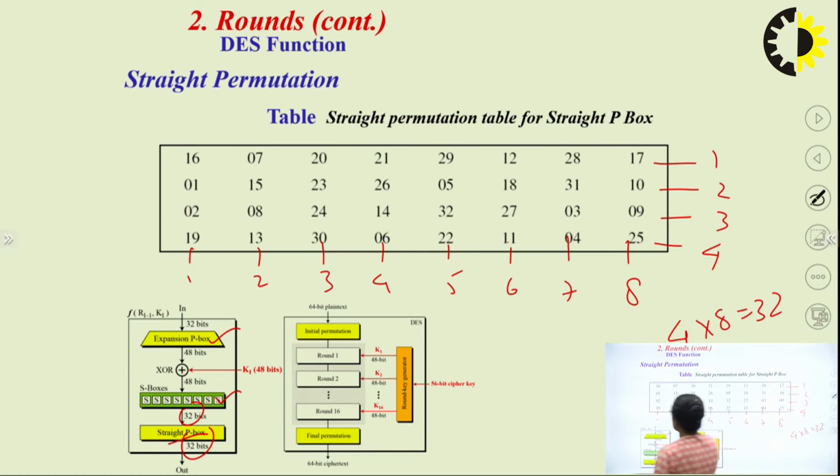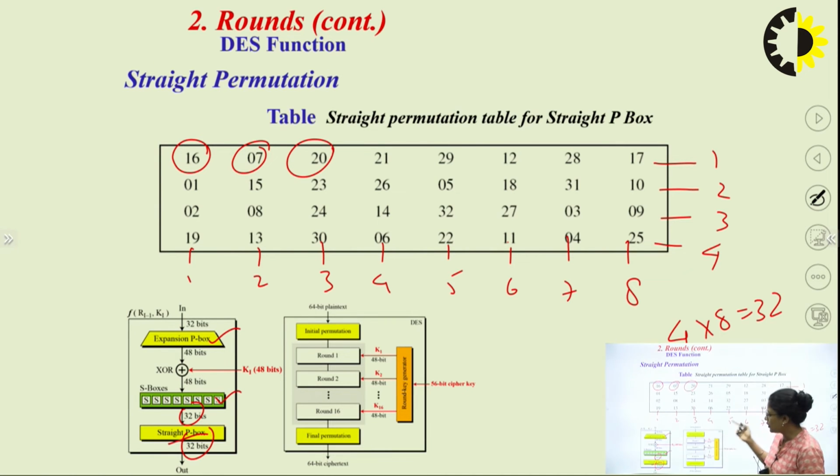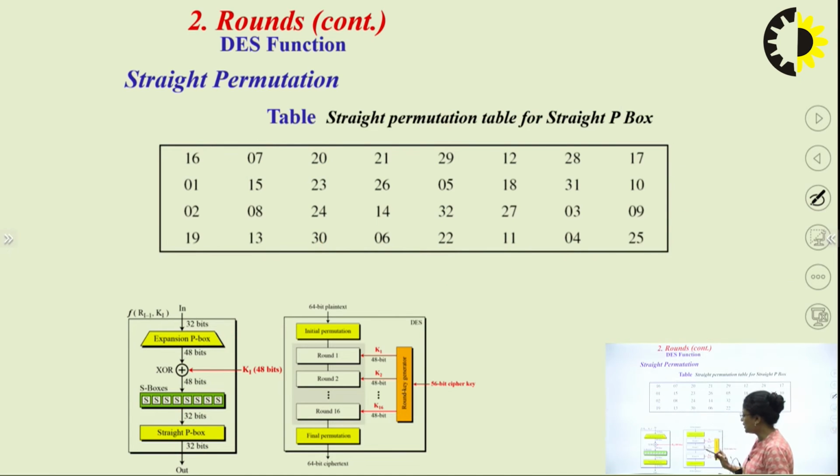How do you permute? In the first position you bring the 16th bit. In the second position, you bring the 7th bit. In the third position, you bring the 20th bit, and so on. This is how you do permutation as you go from top to bottom during encryption. If you're decrypting, you just reverse it, as I showed in the first slide. So this is how the straight P box works. Inside the function, we have talked about how the expansion P box, the S boxes, and the straight P boxes work.